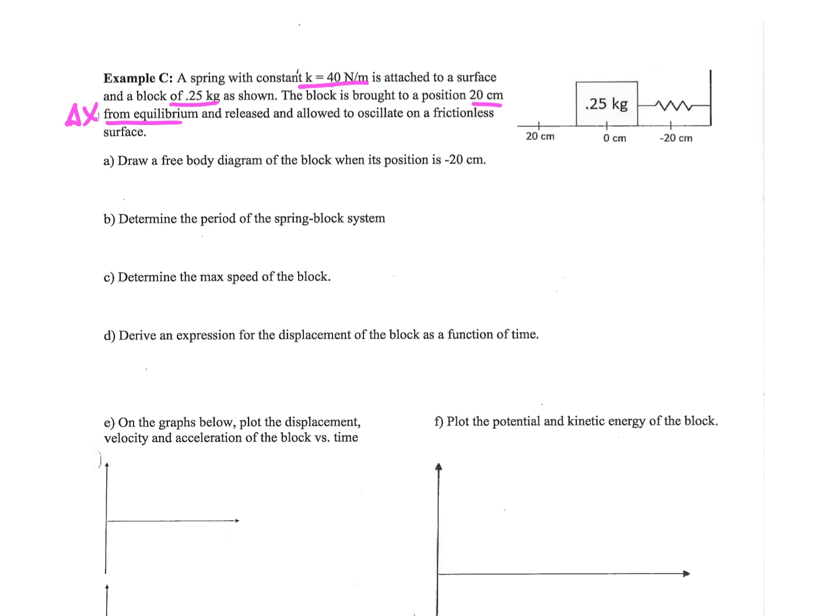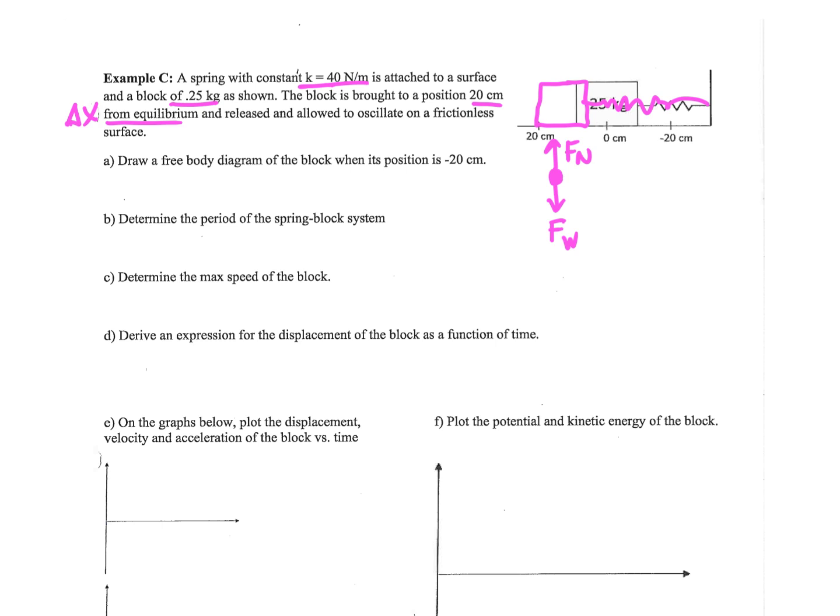It says draw a free body diagram of the block when its position is negative 20 centimeters. So if it's negative 20, that means we are taking it and we are literally moving this thing out to here, aren't we? So we have stretched this thing out to there. So what is our free body diagram going to look like for that? Well, we have, of course, the force down. We have the normal force up. And then what do we have?